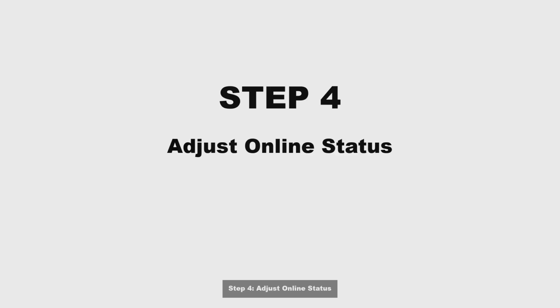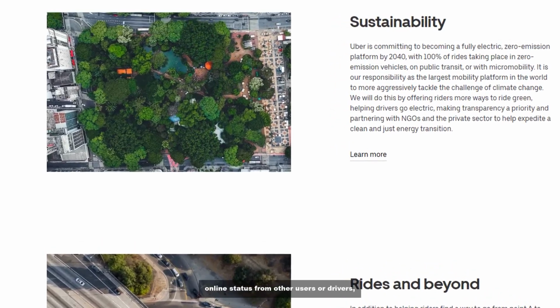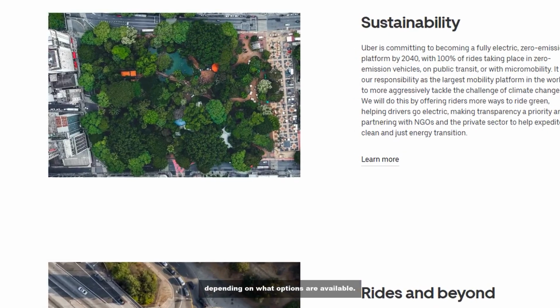Step 4. Adjust online status. Find the option related to your online status. Toggle the setting to hide your online status from other users or drivers, depending on what options are available.